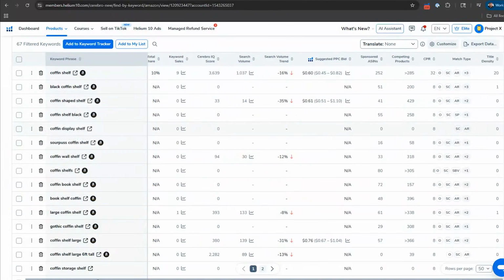As far as the results here in Cerebro, you're going to have all of the same data points and the same columns that the regular Cerebro has for the reverse ASIN. But again, this is just a great way to get a lot of related keywords to any seed keyword and to even find more keywords that might not have come up in your Cerebro search.